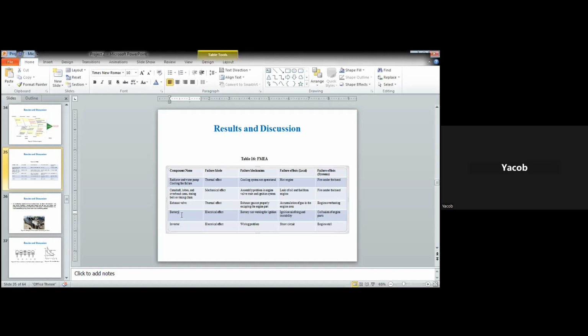And then coming to the battery, this is an electrical effect. Battery not working for ignition is the failure mechanism. So ignition misfiring can happen, instability at the local, and collision of engine parts can happen as a system. Inverter, electrical effect. The failure mechanism can be wiring problem, then short circuit can happen at local, and engine shutdown can happen as a system.